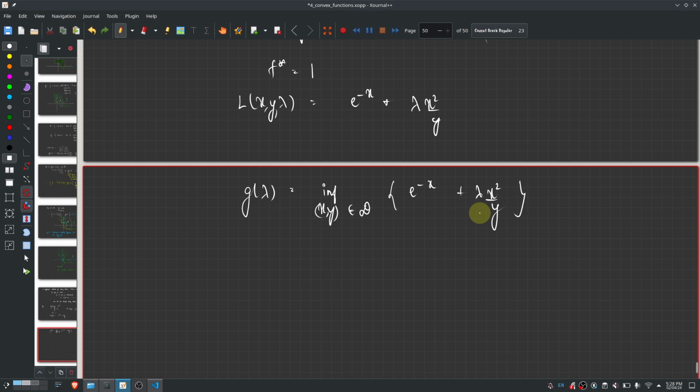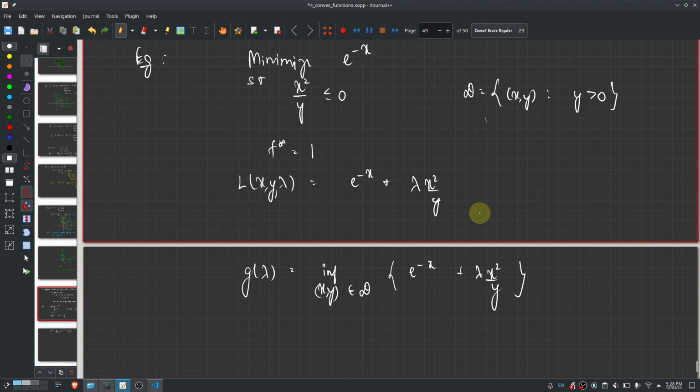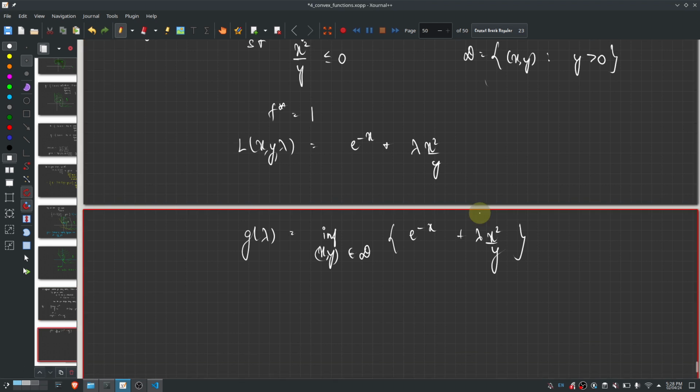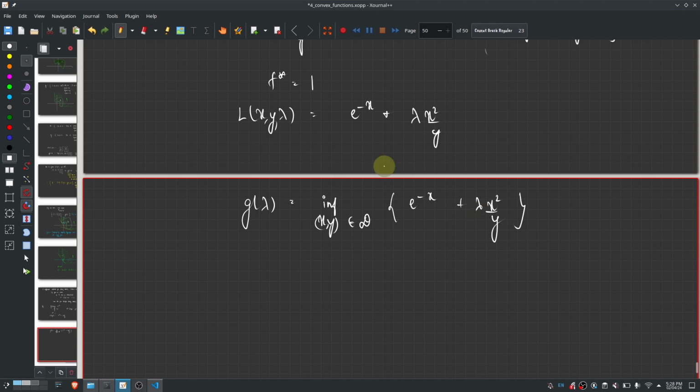Remember what is D. So D is the set of all x comma y for which y is strictly greater than 0. Why do you say it's 0? So firstly, this function is always greater than or equal to 0. For all x comma y in D, this is greater than or equal to 0, because e power minus x is a non-negative function, x square is non-negative, and in the domain y is always greater than 0. Okay, so is it possible to achieve 0?